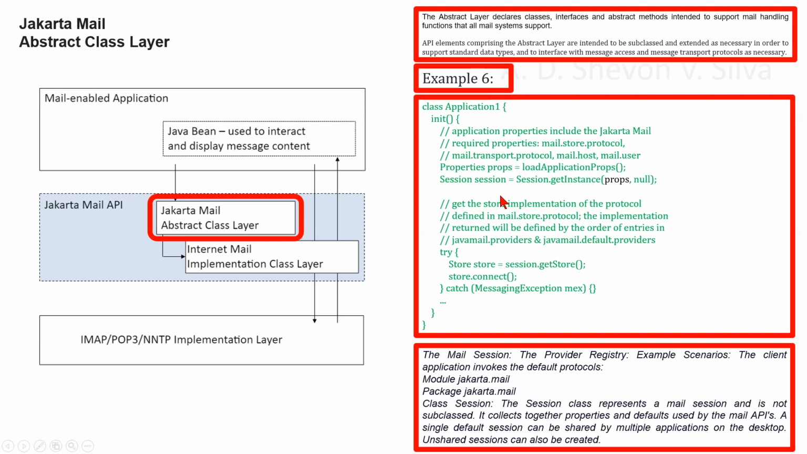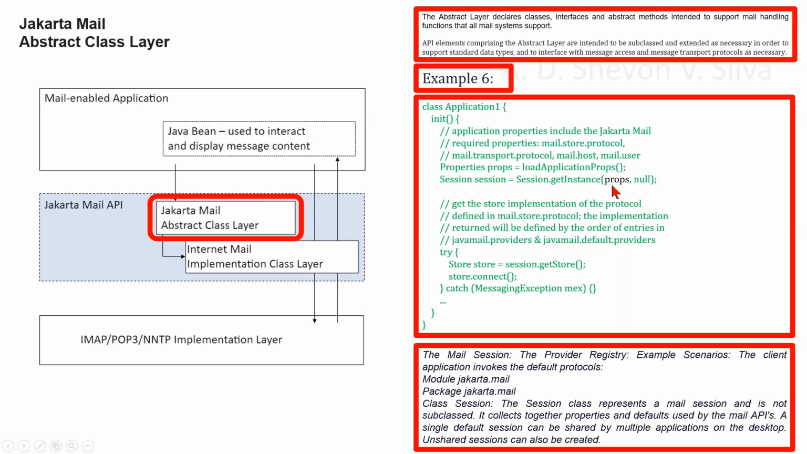For example, to create the session using a static factory method, you can use getInstance, or to create the default shared session, or to access the default shared session, you can use the method Session.getDefaultInstance. The properties object that initiates the session contains the default values and other configuration information.